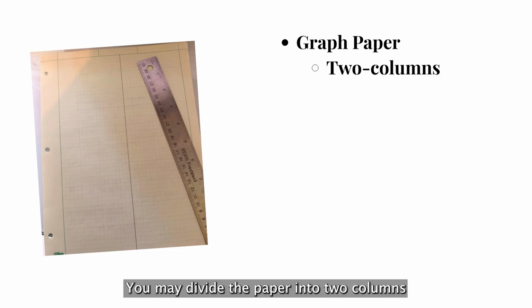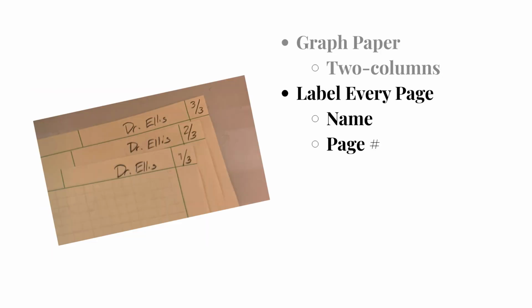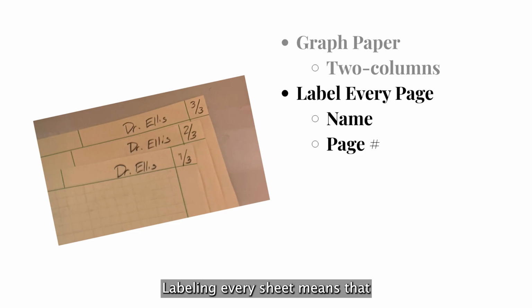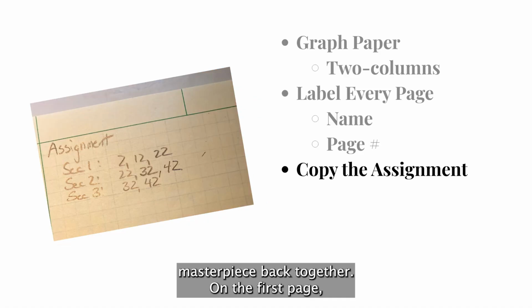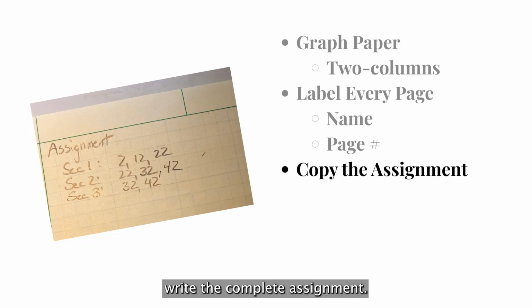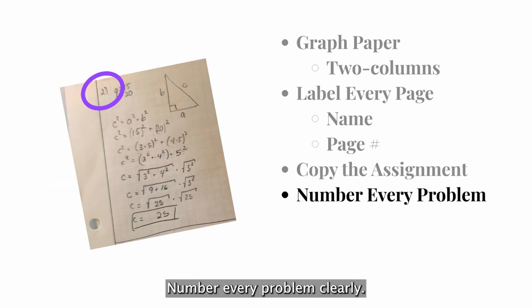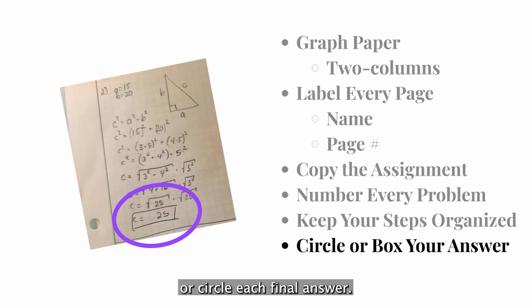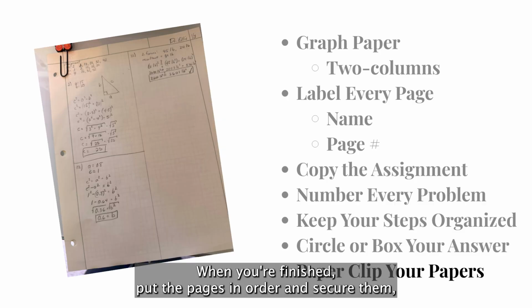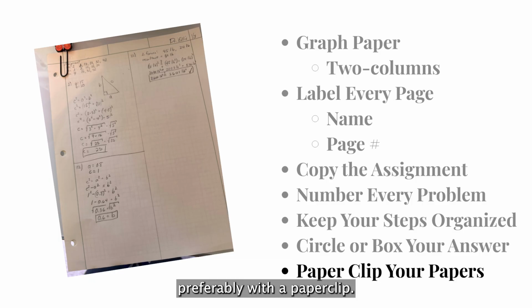All homework must be completed on graph paper. You may divide the paper into 2 columns to use the space more efficiently. Every sheet must include your name and its page number. Labeling every sheet means that even if the pages become separated, we can put your mathematical masterpiece back together. On the first page, write the complete assignment. Number every problem clearly. Keep your steps organized, and box or circle each final answer. When you're finished, put the pages in order and secure them, preferably with a paperclip.